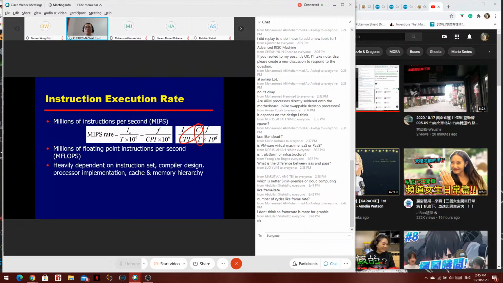Don't worry if you cannot appreciate this immediately. Maybe the tutorial questions will help, because next week we're going to start some tutorials already. Some of the tutorial questions will be discussing this MIPS formula, the millions of instructions per second. So maybe you can sit down, try to appreciate the formula, and then see how it works out. I'm not expecting you to understand this immediately, but don't worry. We will work it out together later.